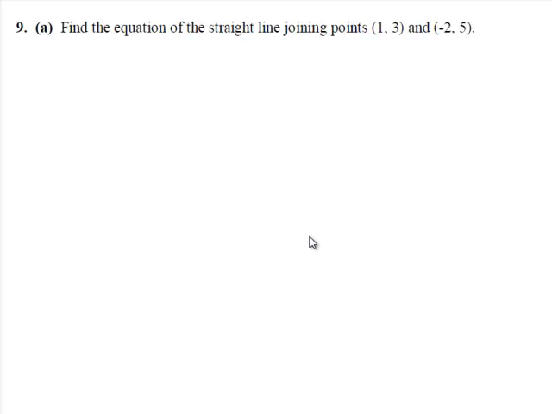Question 9. Find the equation of the straight line joining points (1, 3) and (2, 5). Okay, the way we do that is by calculating the gradient. The gradient is (y2 minus y1) over (x2 minus x1). Okay, 5 minus 3 is 2, and 2 minus 1 is 1. So we're going to get 2 for the gradient.